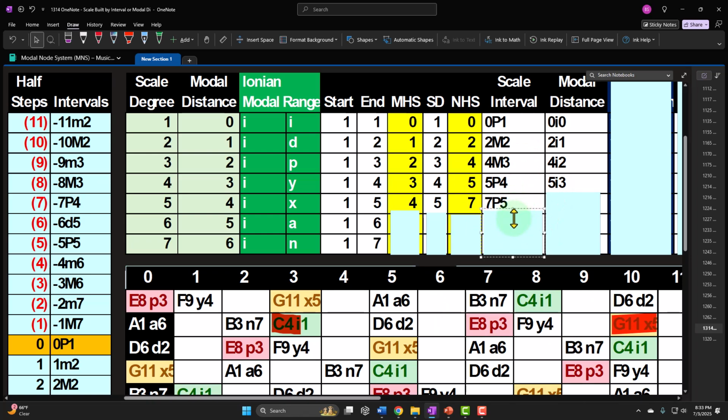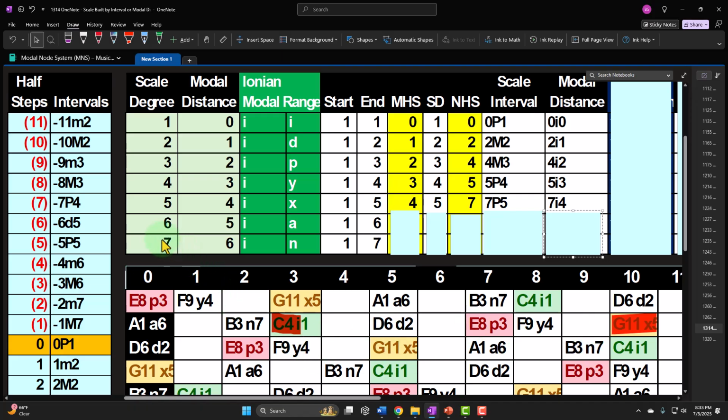A perfect 5th. I'd rather call it a 7 note away 5th, but you could put the P in there, 7 note away P5, 7 note away perfect 5th. It would better be named a 7 note away from the Ionian node, 4th modal half step, 1, 2, 3, 4, which would be the 5th scale degree.